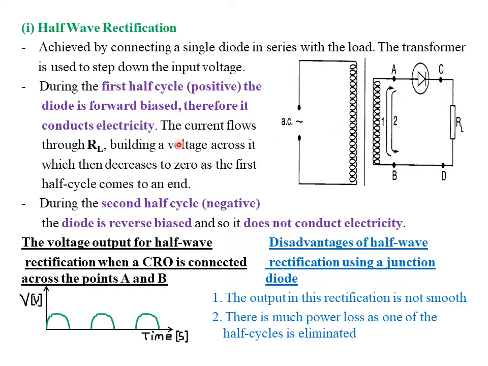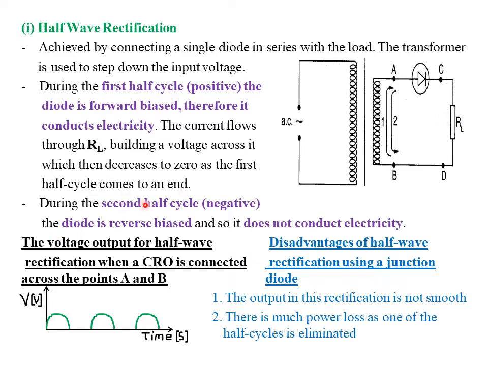During the first half cycle, the current is going to flow through the resistor load, building a voltage across that particular resistor load, which then decreases to zero as the first half cycle comes to an end. That is why during the first half cycle, you can see there is a voltage which is being built across this particular resistor load.